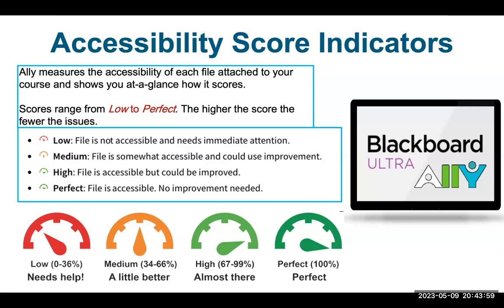The next one is 67 to 99%. For example, if your score is high, 67 to 99%, almost there, it means it is almost perfect, but you need a little more improvement. So the file is accessible, but could be improved a little bit, but this is 99%. On the rightmost side, you can see perfect 100%. If this measurement is 100%, it means perfect and it is available. The file is accessible for this format and no improvement is needed.